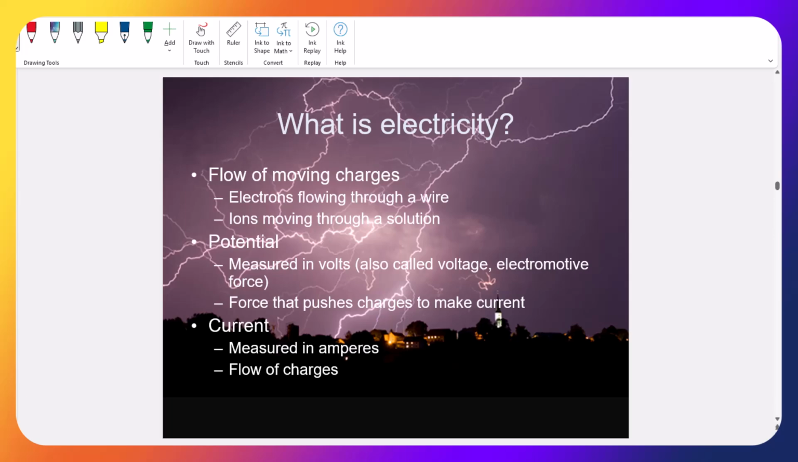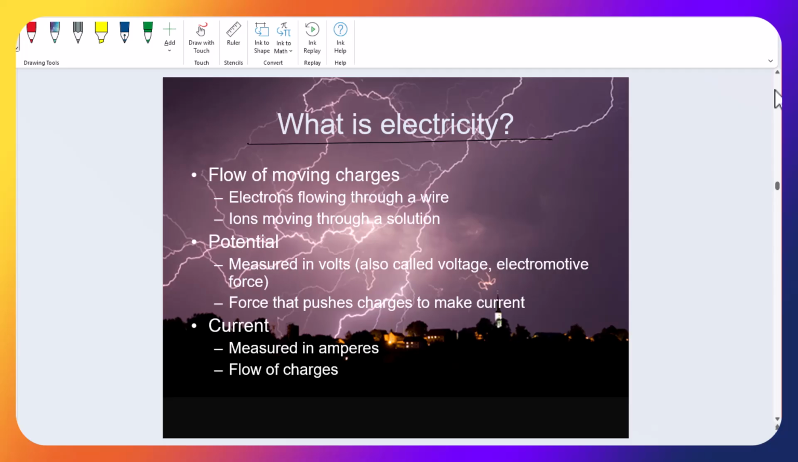So here is the crux of the matter. What is electricity? Electricity is the result of a flow of moving charges. Those charges could be electrons flowing through a wire. They could be ions in a solution, that is, charged particles in a solution. You can even have static electrical charge that'll be discharged. But essentially, in the capacity of electrochemistry, it's going to be electrons moving from one atom to another atom or one ion to another ion.